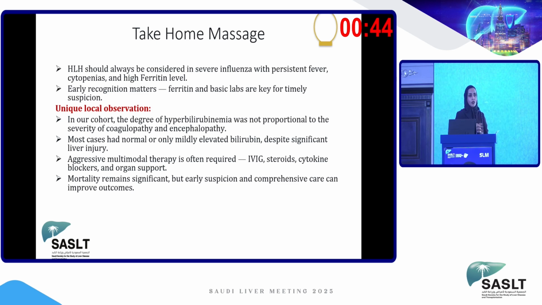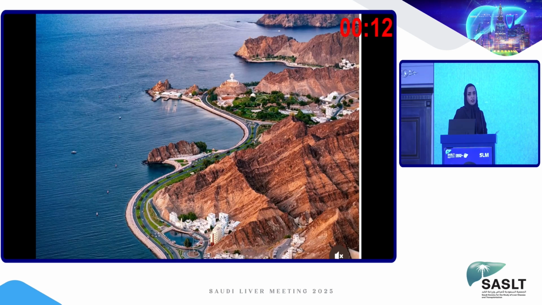So, a unique local observation. In our cohort, the degree of hyperbilirubinemia, as you saw in the previous slides, was not proportional to the severity of coagulopathy and encephalopathy. Most cases had normal or only mildly elevated bilirubin despite significant liver injury. Aggressive multimodal therapy is often required: IVIG, steroid, cytokine blocker, and organ support. Mortality remains significant, but early suspicion and comprehensive care can improve the outcome. So these are my references, and thank you very much.